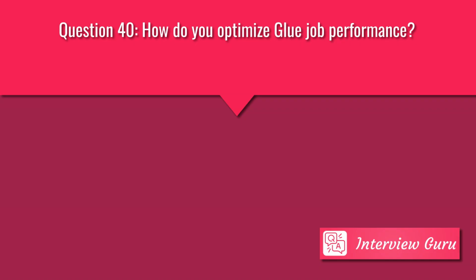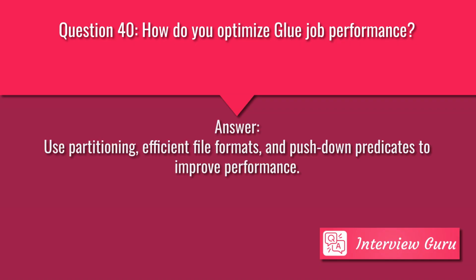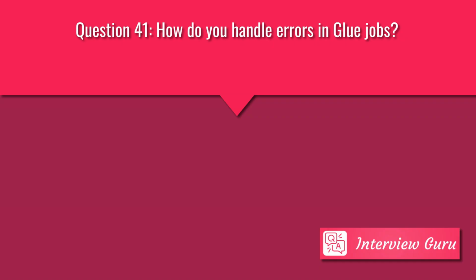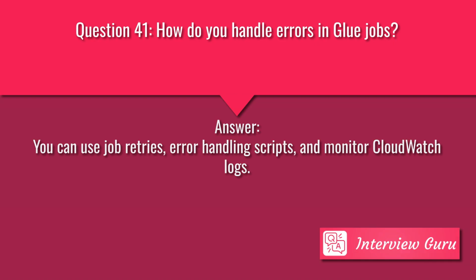Question 40. How do you optimize Glue job performance? Use partitioning, efficient file formats, and push-down predicates to improve performance. Question 41. How do you handle errors in Glue jobs? You can use job retries, error handling scripts, and monitor CloudWatch logs.